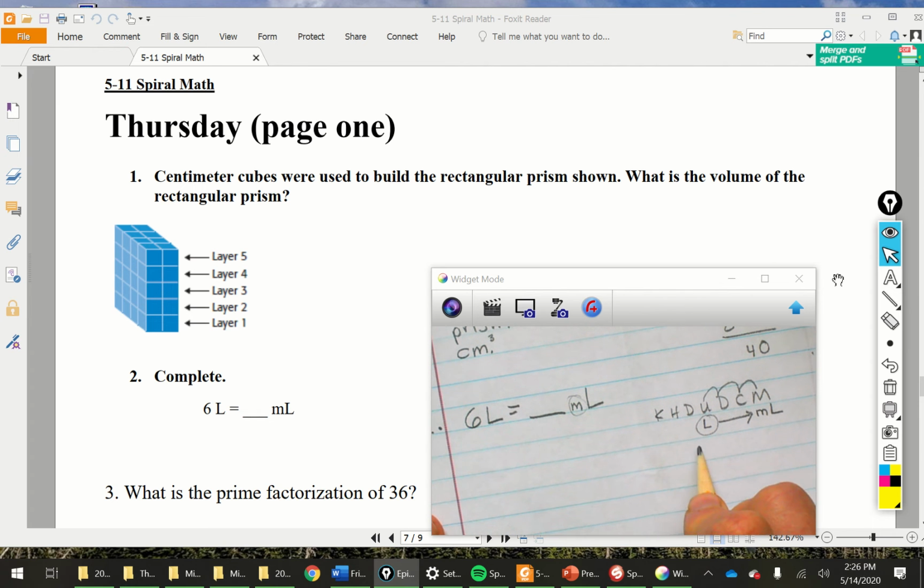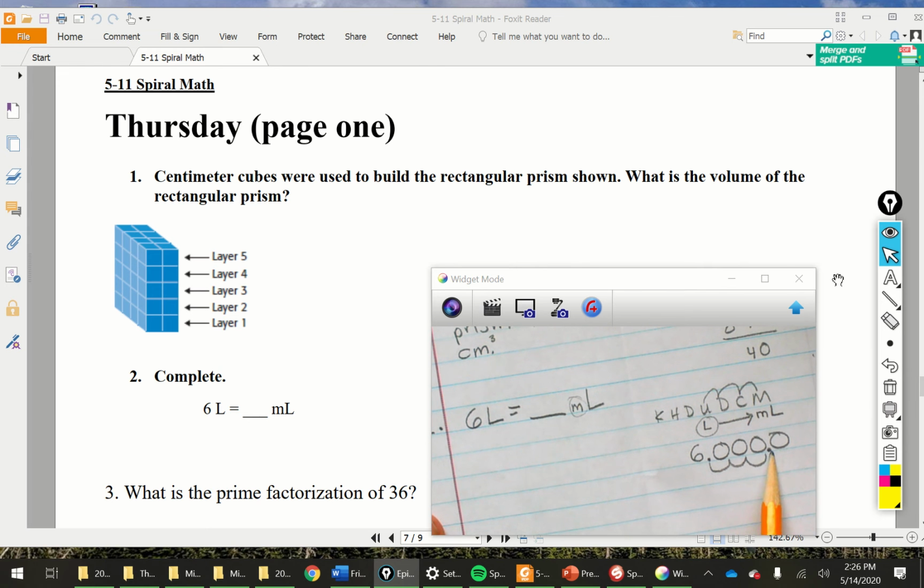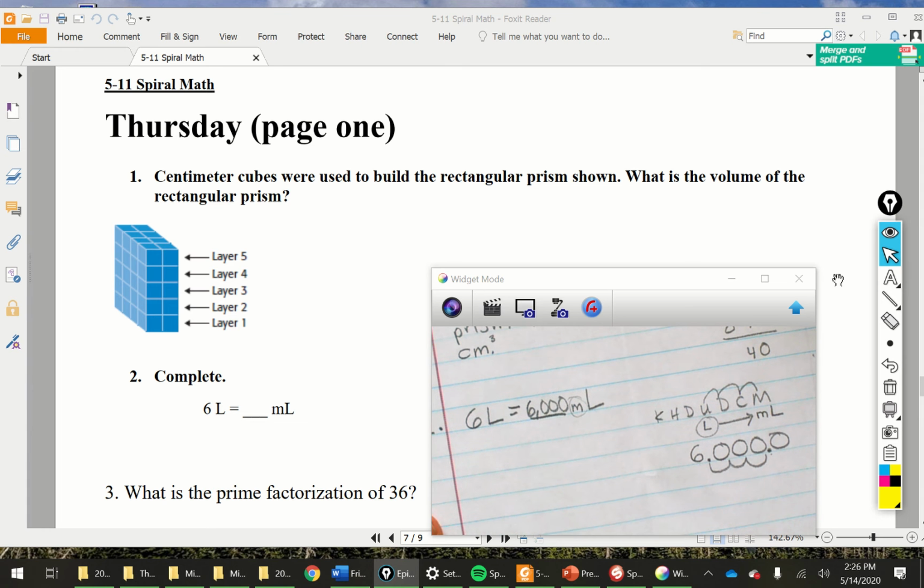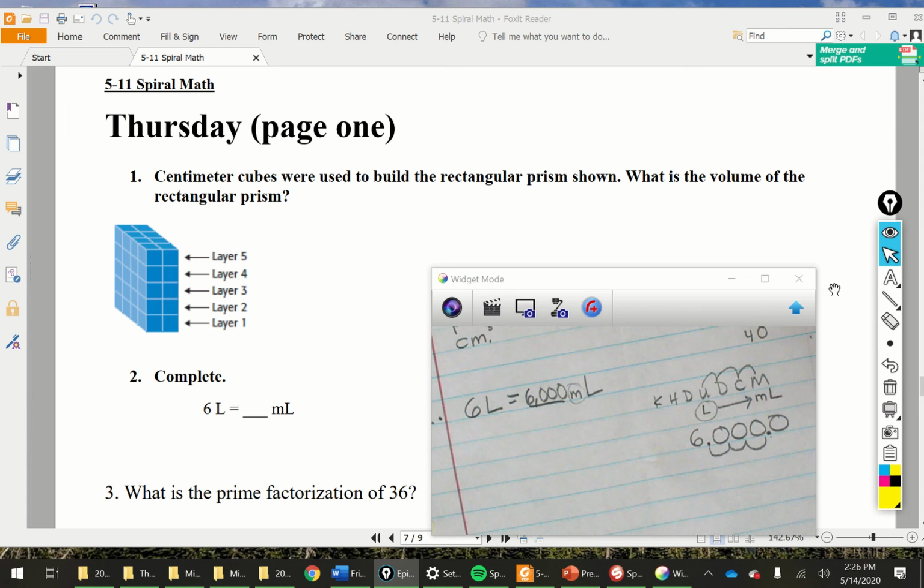What I do is I take my 6, I'm going to add a decimal at the very end for 6 liters. I'm going to annex a couple zeros to make it easier to move. And then I'm going to move 3 spaces to the right. 1, 2, 3. And I'm now down here with my decimal, which means that 6 liters is equal to 6,000 milliliters. All right, let's move on down to number 3.